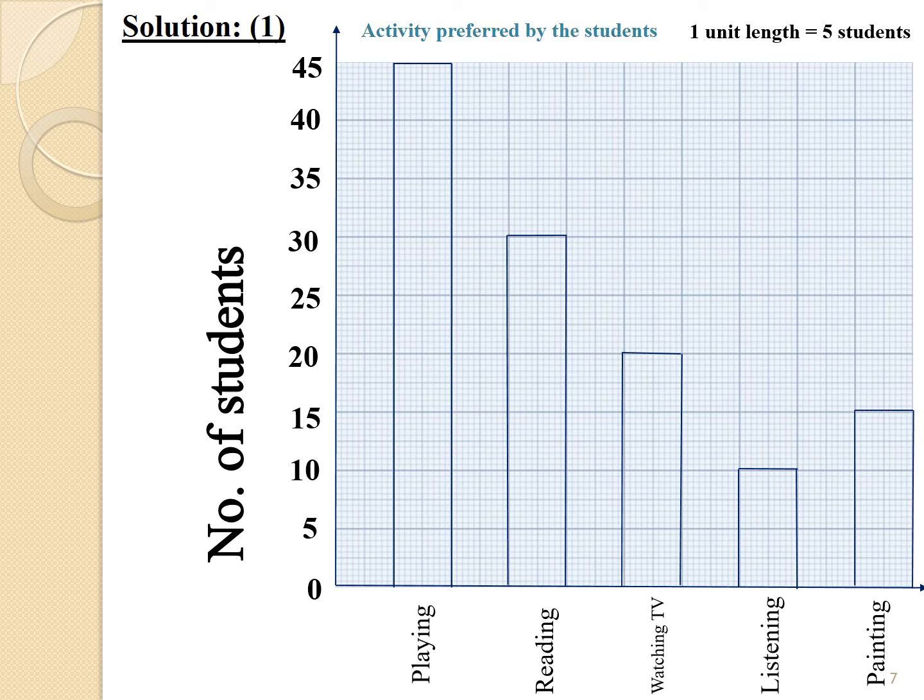Students, you can also draw the bar by calculating the height of the bar. Calculating the height of the bar is very simple. You have to simply divide the given numbers by 5. So dividing 45 by 5, you would get 9 units. Likewise, dividing 30 by 5, you would get 6 units. Dividing 20 by 5, you would get 4 units. Dividing 10 by 5, you would get 2 units. And dividing 15 by 5, you would get 3 units.